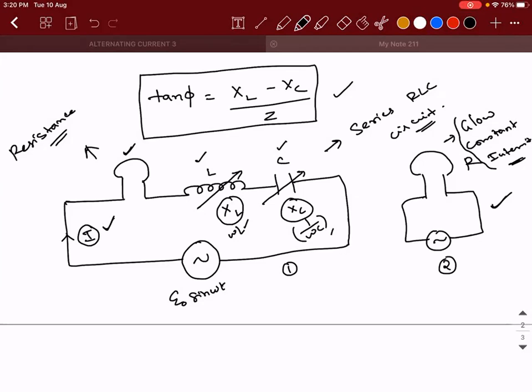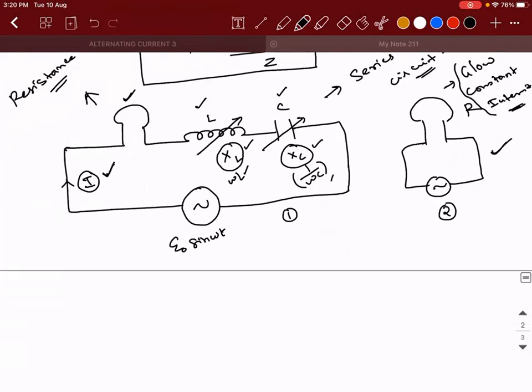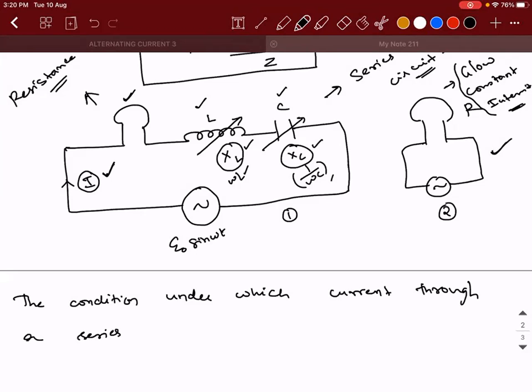Right? So, if you keep changing these values of L and C so that the value of XL and XC are changing correspondingly, then there will be one particular value. So, the condition under which current through a series RLC circuit is maximum is called resonance condition.